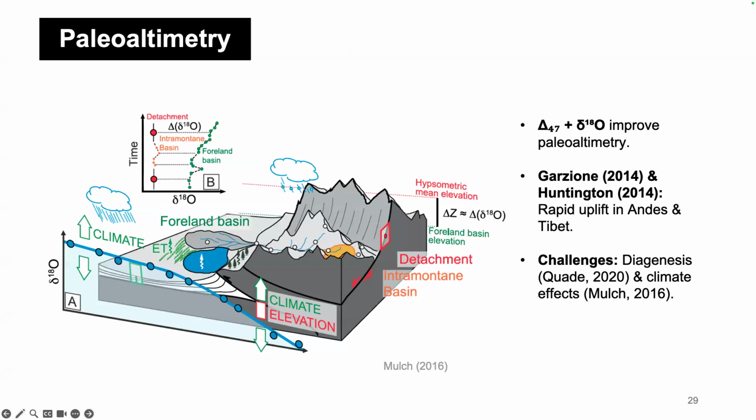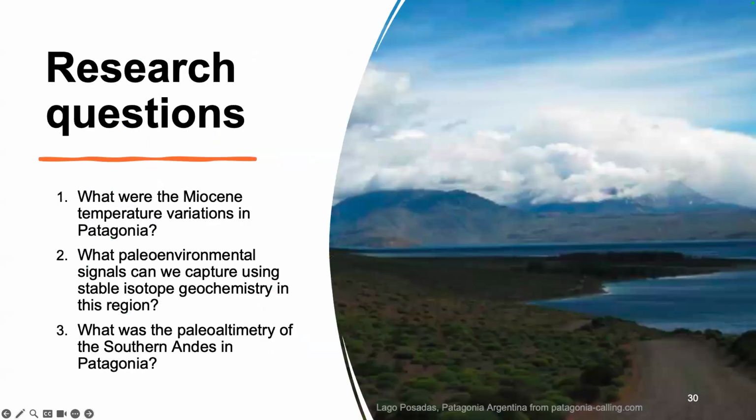In the southern Patagonian Andes, the combination of capital delta 47 derived temperatures and delta 18O lapse rates is crucial for reconstructing past elevations, especially given the region's strong rain shadow effect. Westerly winds cause a significant delta 18O water depletion on the windward side, creating stepped isotopic gradients that must be considered in paleoaltimetry studies. This study is guided by three primary research questions.